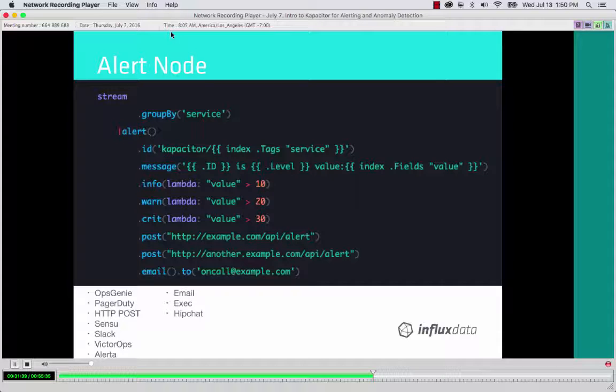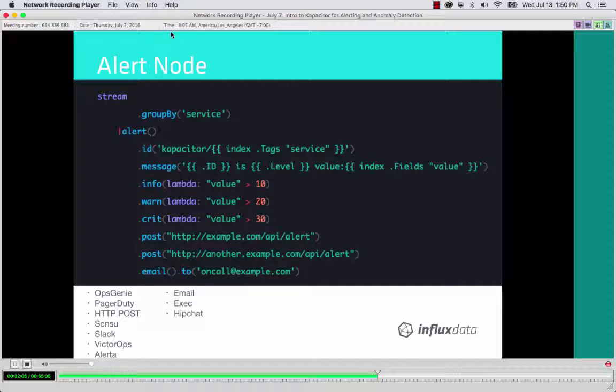you can tell it where you'd like to issue those alerts to. So in the example below, we see this is going to issue 2 post requests. It's going to issue a post request with the alert to example.com/API/alert, as well as another example.com/API.alert. So you can issue 2 of those out. And then finally, we issue an email to oncall@example.com.